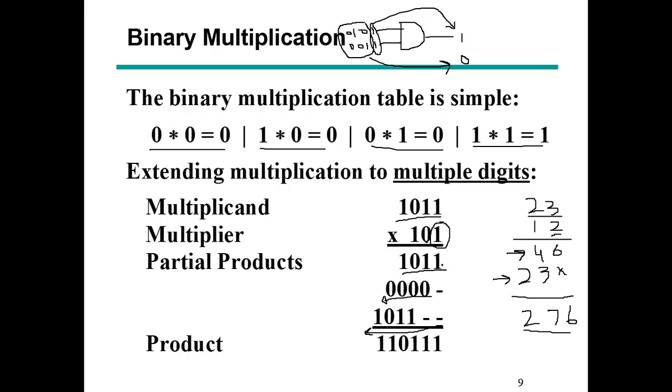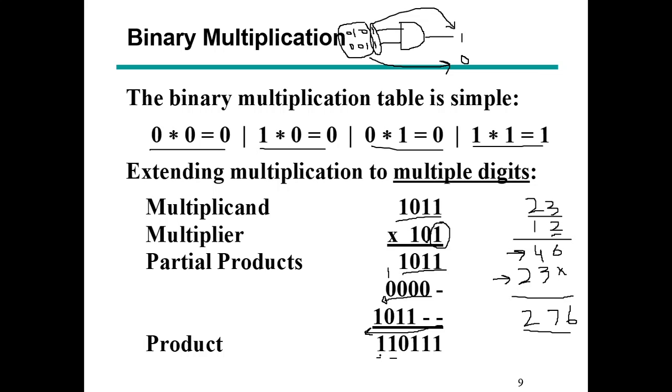So you do this addition: 1; 1 plus 0 plus 0 is 1; 0 plus 0 plus 1 is 1; 1 plus 0 plus 1 is 2, so 0 and 1 carry; 1 plus 0 plus 0 is 1, and then 1. So this is how you do it.